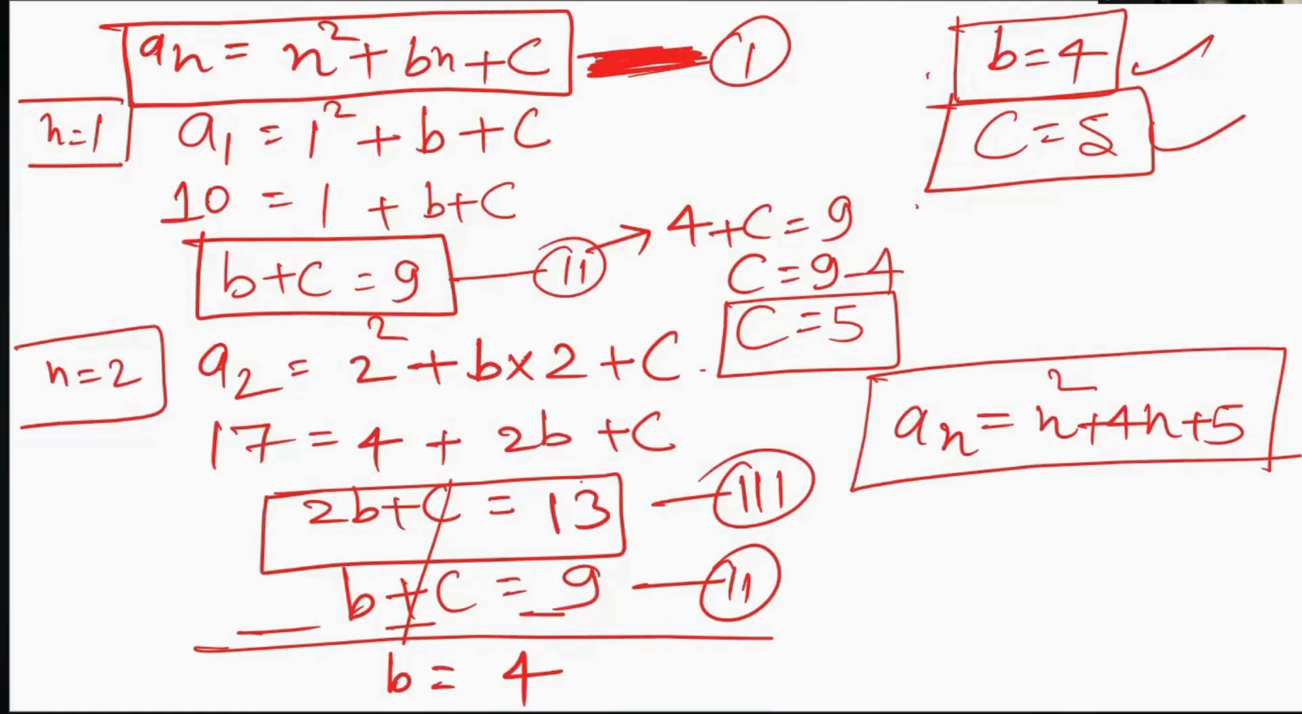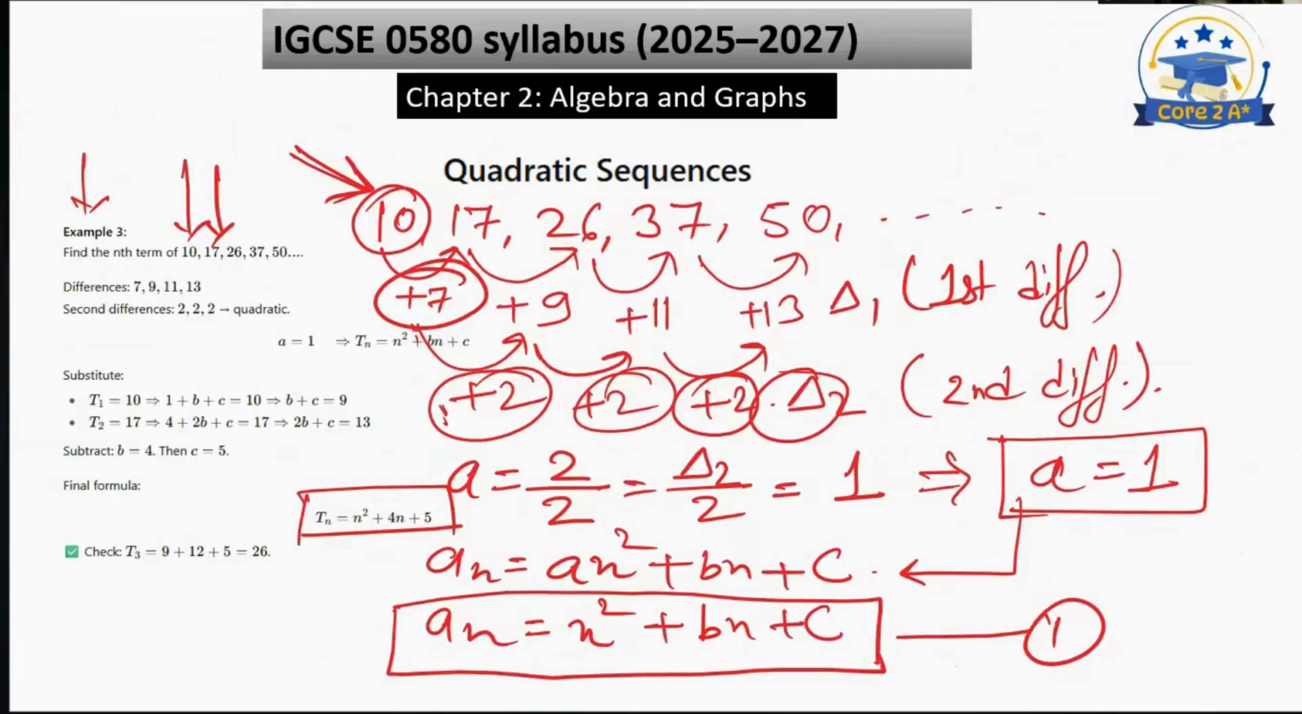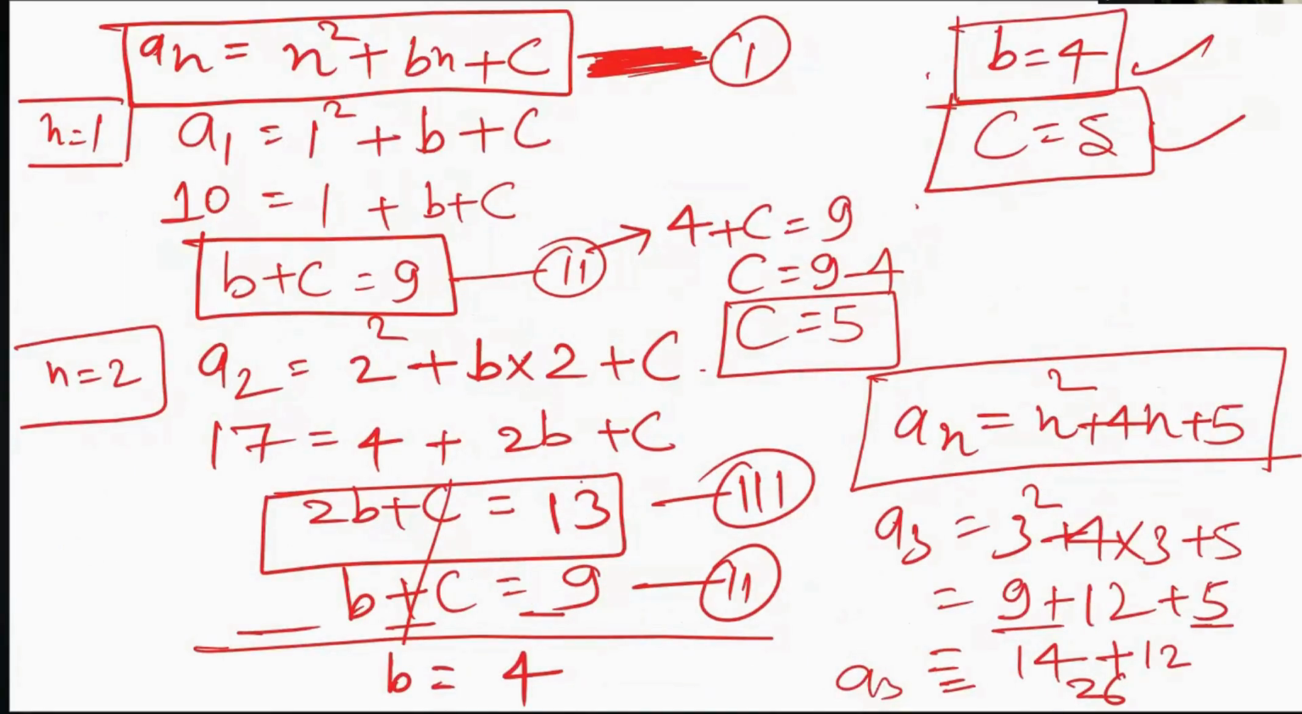Let's check by putting n equals 3. A3 equals 3 square plus 4 times 3 plus 5. That is 9 plus 12 plus 5, 14 plus 12, which is 26. A3 is 26. Is the third term 26? Right, the third term is 26. It means our values of A, B, and C, and even the nth term, are correct. So that's how we get the exact, accurate term, right?